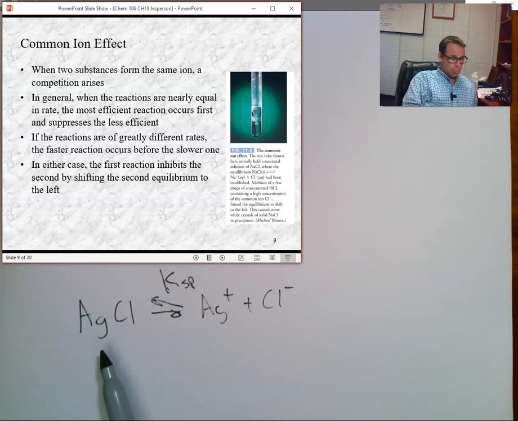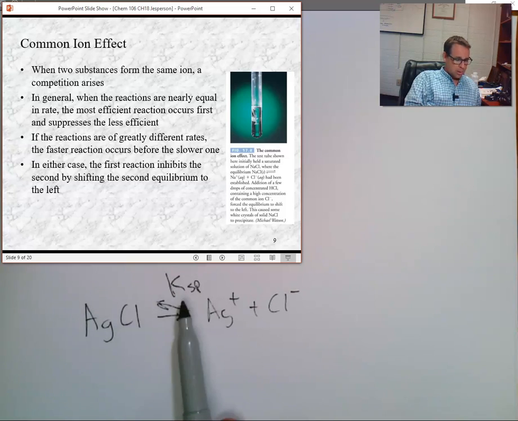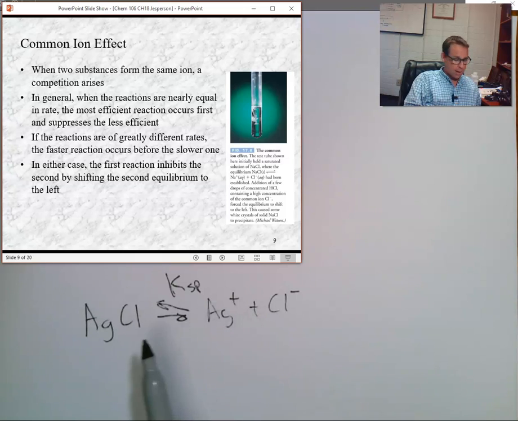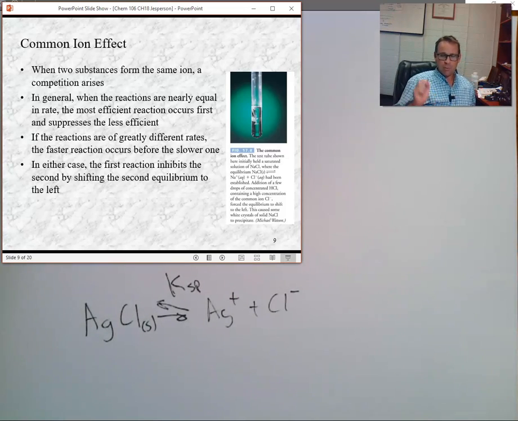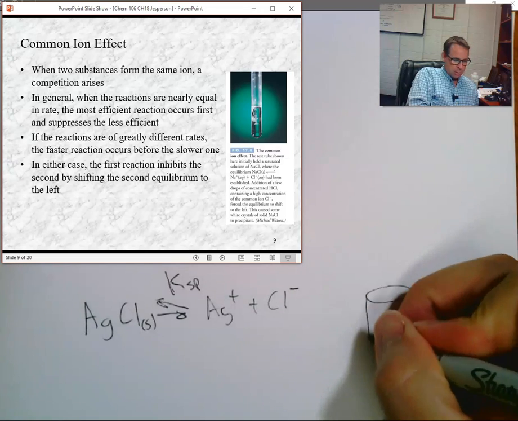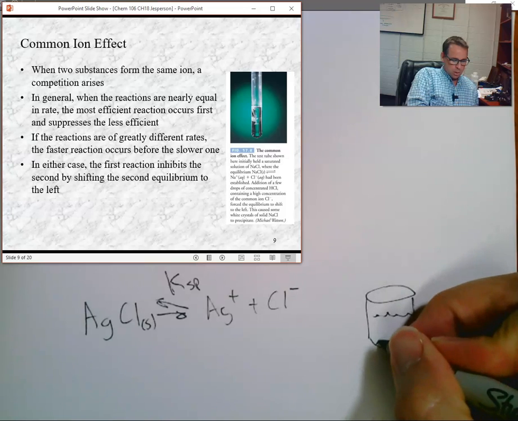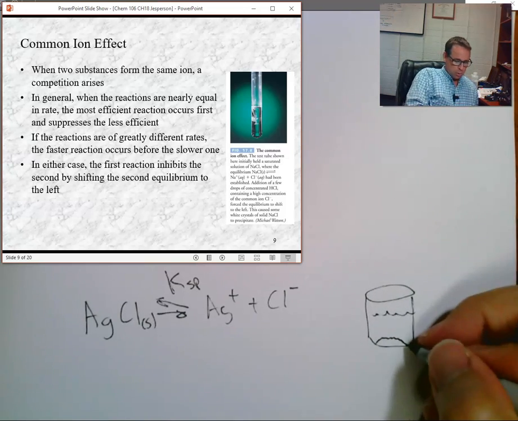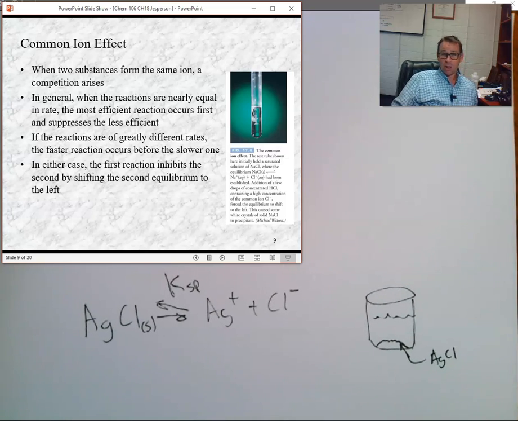So, one way that solubility is influenced is through what we call the common ion effect. This KSP here will tell me how much silver ion and how much chloride ion I can expect if I have solid silver chloride in solution. However, if I try to dissolve this silver chloride, and let me draw a picture to make sure we understand what's going on. Here's my container of water. Here's my pile of silver chloride on the bottom, right? It's just a solid, so it's not dissolving a lot, just a little bit.